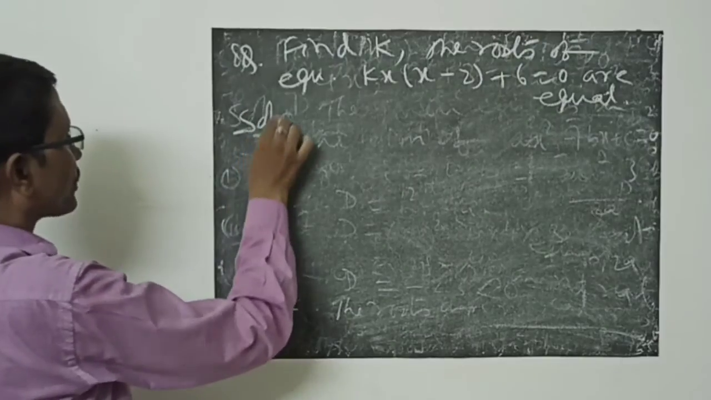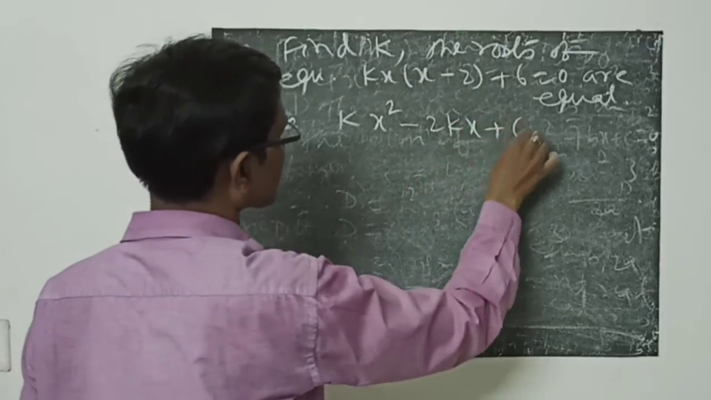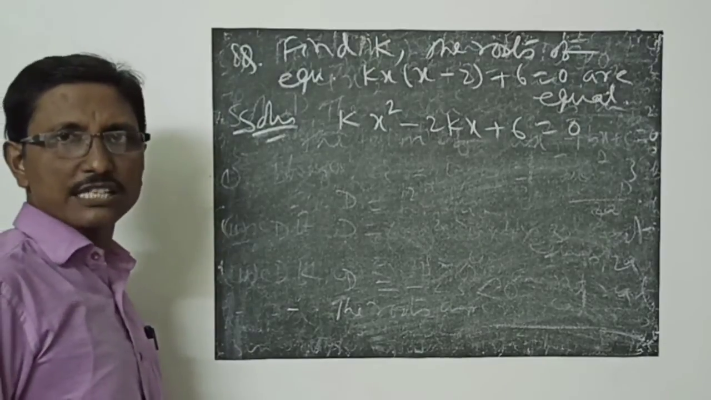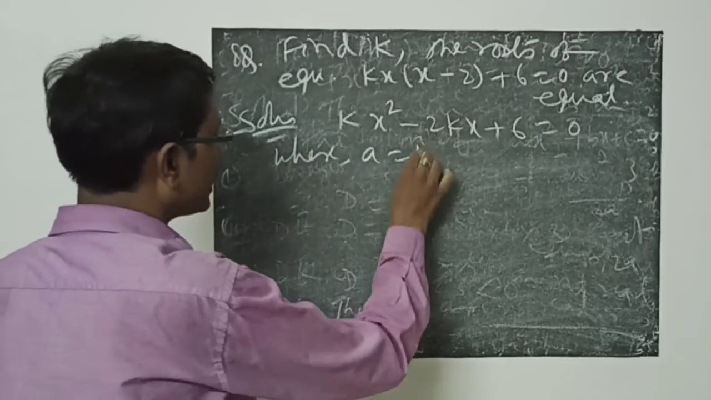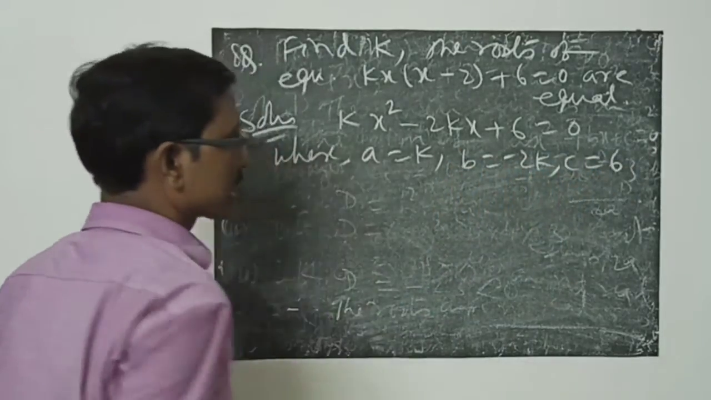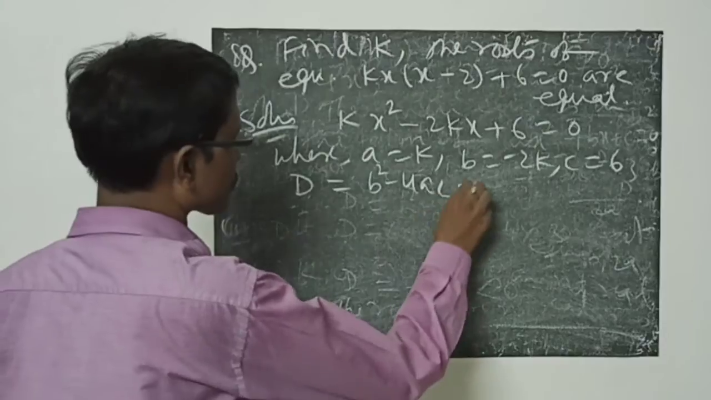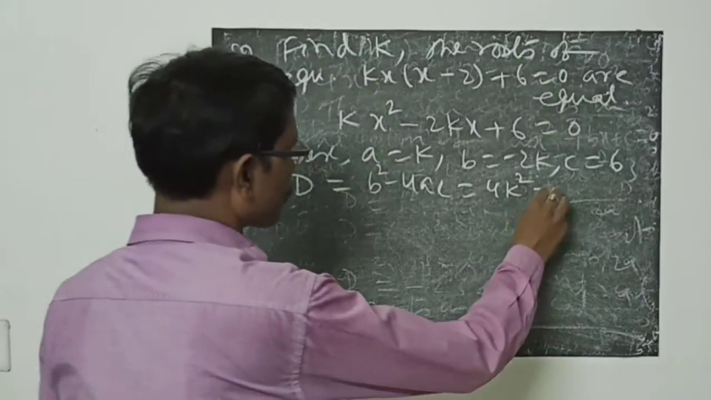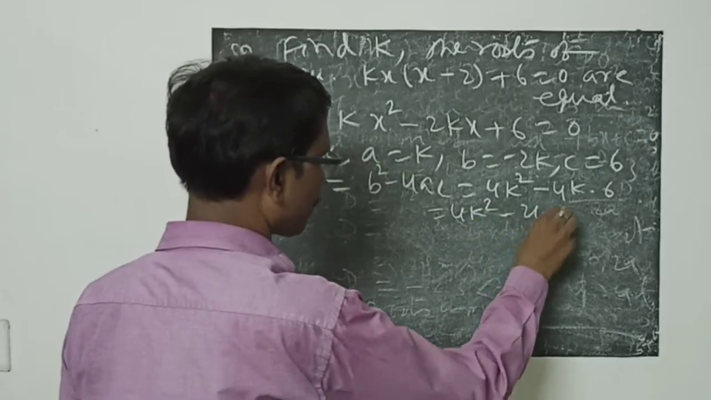So if we convert that equation to standard form, you will get kx square minus 2kx plus 6 equal to 0. So it is in the form of ax square plus bx plus c equal to 0, where a equal to what? If we compare with the standard form, then a equal to k, b equal to minus 2k, and c equal to 6. Therefore you will get d equal to b square minus 4ac. So minus 2k whole square means ultimately 4k square, minus 4ac, minus 4k into 6. So 4k square minus 24k.